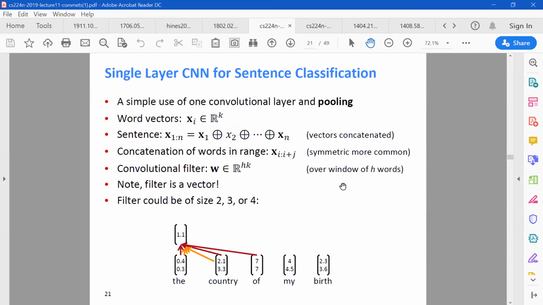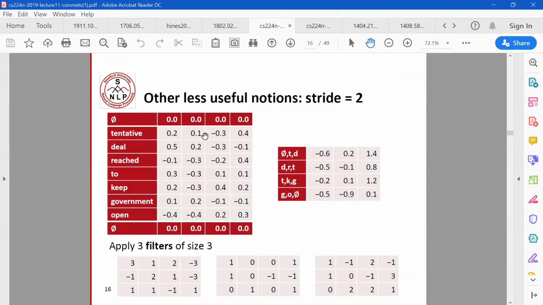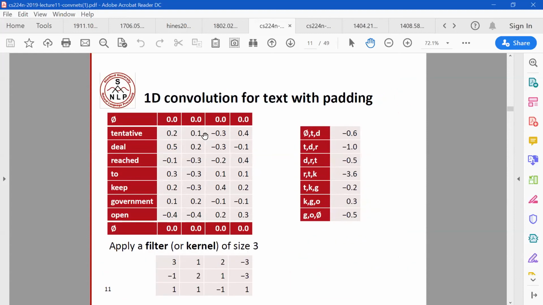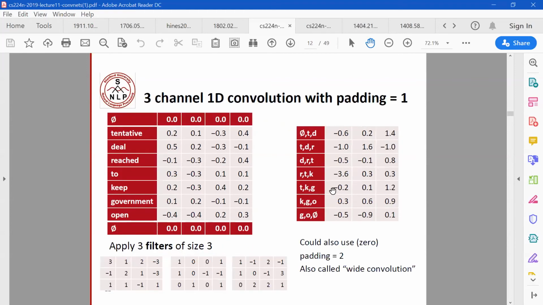Let's go back and see. So let's go to the initial case when we did no padding. There. So here's our 7-word sentence, and then we have a convolution of length 3, and we ended up with 5 possible results. I mean, we ended up with a feature vector of length 5, and that's all he's saying here.